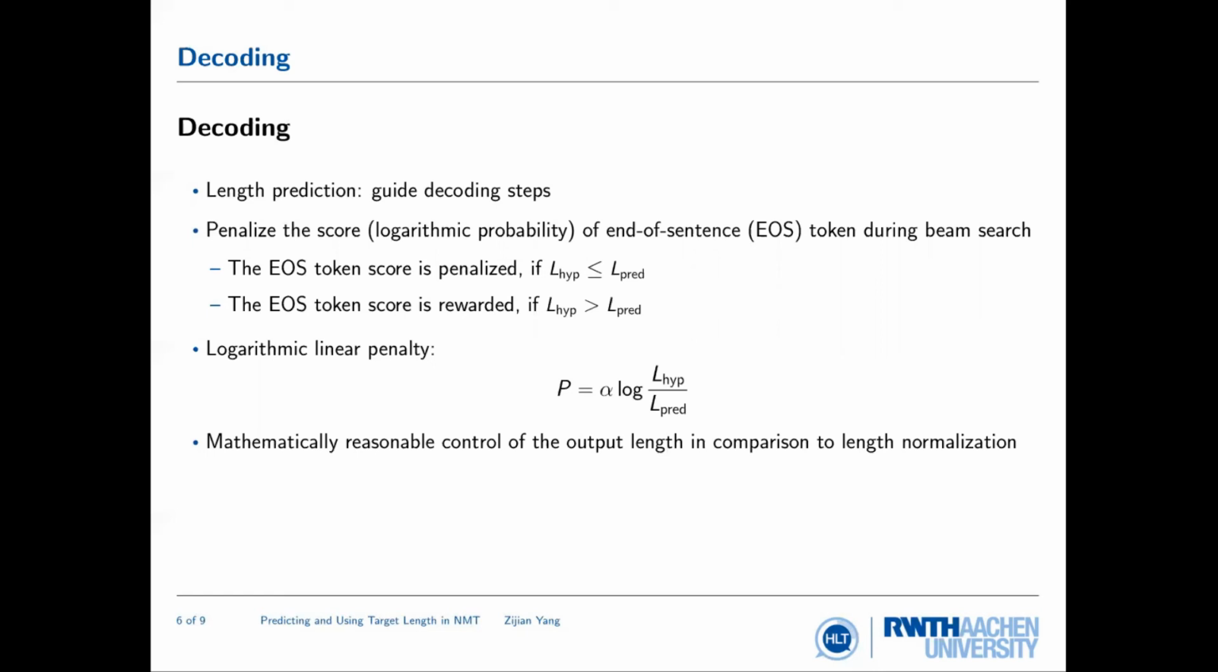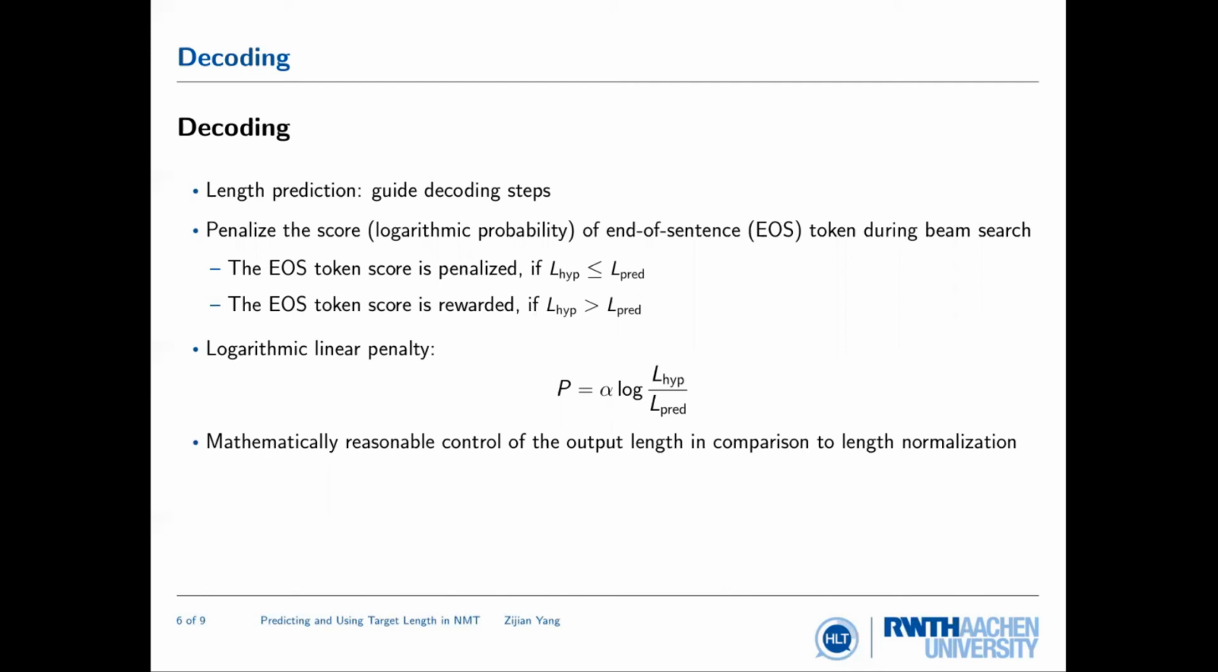More specifically, if the length of the hypothesis is shorter than the predicted length, the EOS token score is penalized. If the hypothesis is longer than the predicted length, the EOS token score is rewarded to facilitate the selection of the EOS token in beam search to finalize the hypothesis.